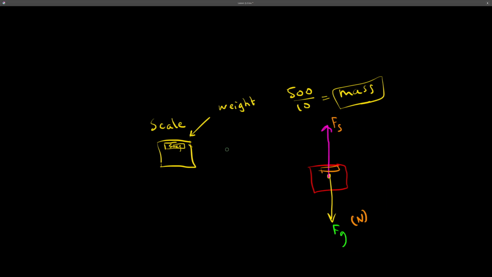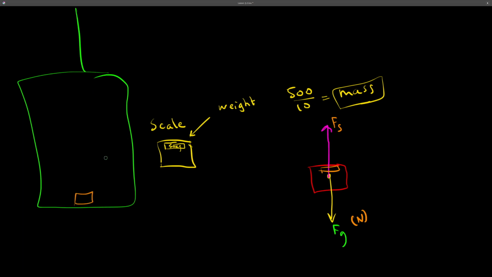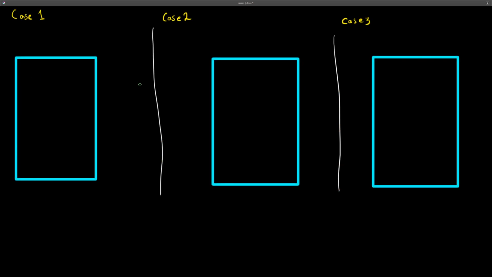Now what if the scale is on an elevator? Say I'm on an elevator, and I decide that I want to use a scale while the elevator is moving upwards or downwards. What's going to happen to my weight? There are 3 cases when you're on an elevator. The first case is when you're in constant motion, or constant velocity.